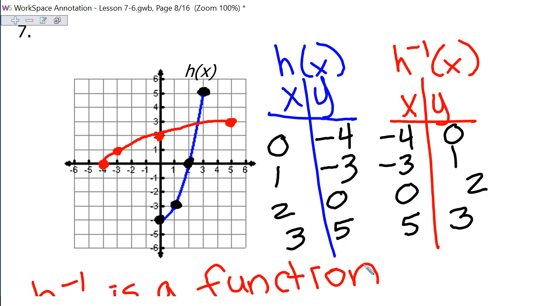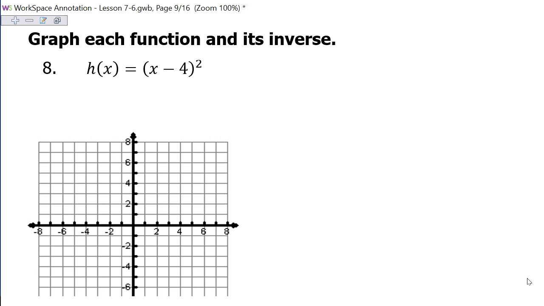Okay, next section. Now we're still doing the same thing, except now they're giving us an equation. So now we have to come up with f of x and graph the original function. For number 8, we're given h of x equals (x minus 4) squared. Because of that square, what type of graph would this be? What would it look like? A parabola. It's going to be that U shape.